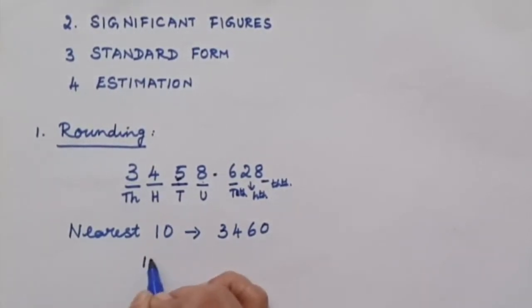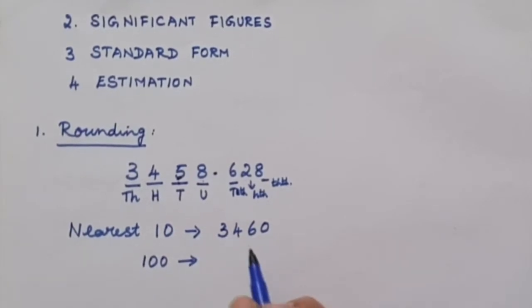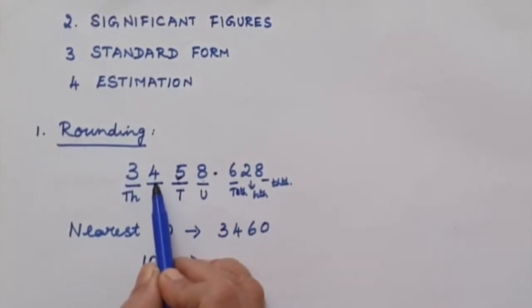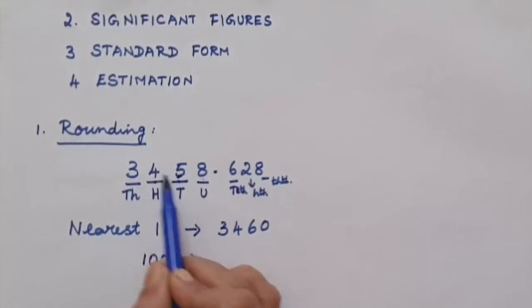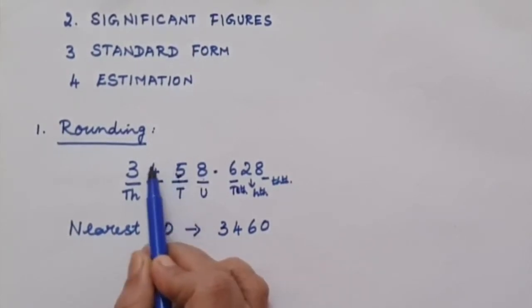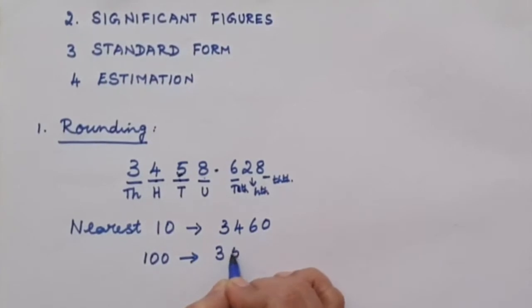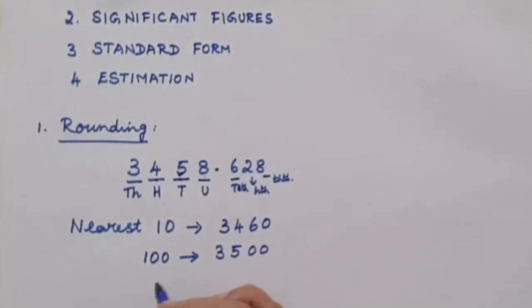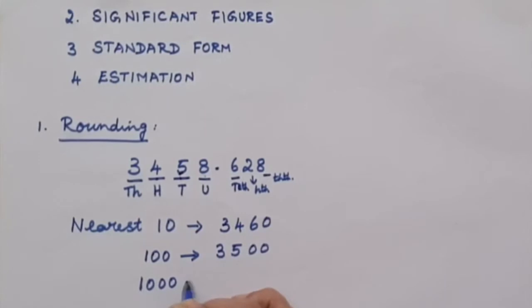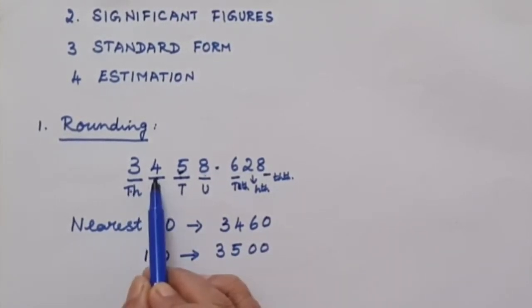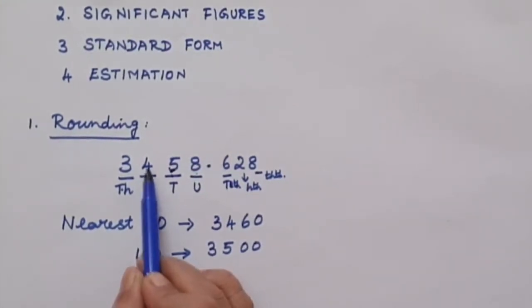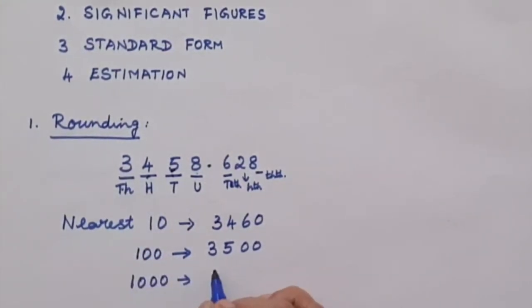Now, the next thing is the nearest 100. If you are rounding to the nearest 100, we need to keep digits up to the hundreds place and round off all the rest. Now, this is a 5, so we add 1. 5 or more than 5, we add 1. So when we add 1, this becomes 3500. Then the next one is the nearest 1000, which is the thousands place. We look at the number in the hundreds place, which is a 4, so we don't add any number. So to the nearest 1000, it will be 3000.